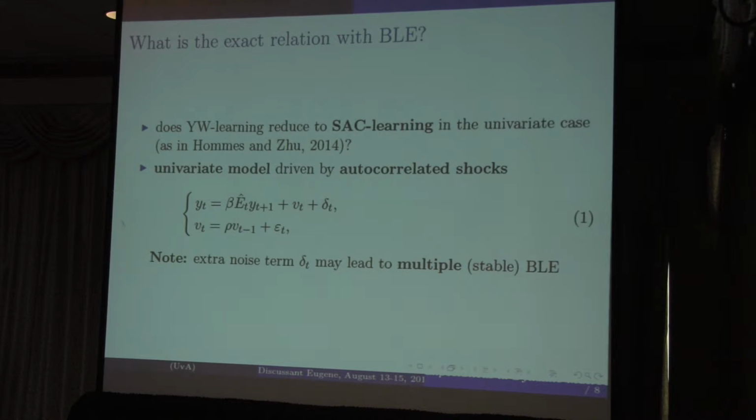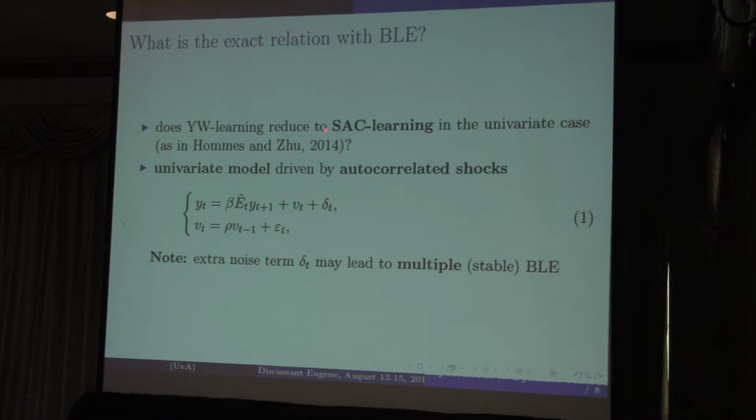And that is something you don't seem to have in your setting: multiple equilibria. Multiple stable equilibria, actually, stable equilibria under learning. But then I thought there may be an important difference in the specification you have and we have. This is the specification you had, but you didn't have this noise term here. This is an IID noise term. You only had the autocorrelated shocks.